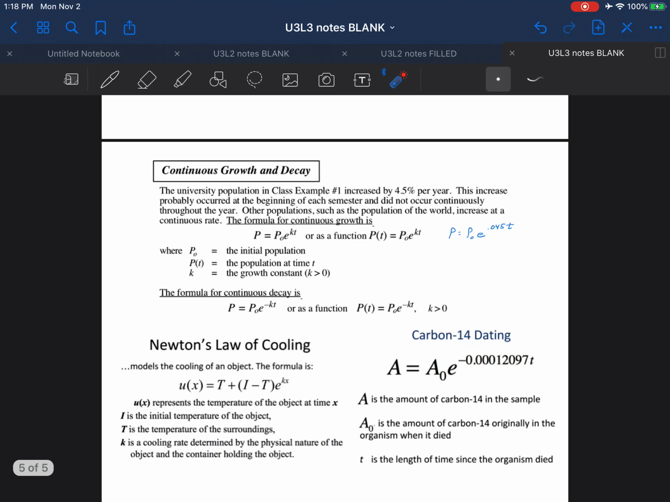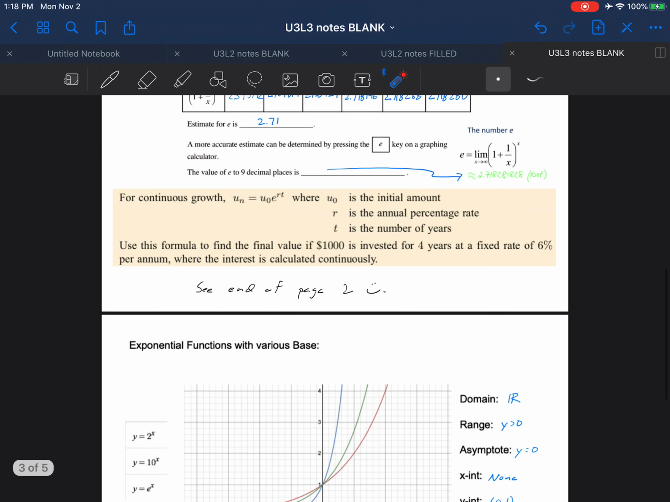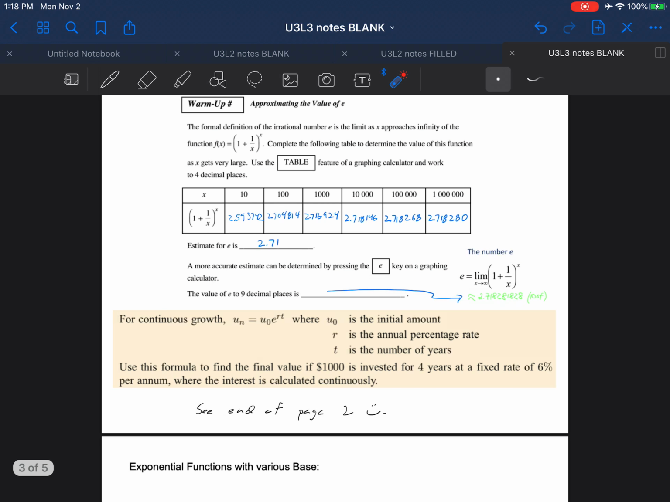That's it, guys. So those are some examples of when you might use continuous growth in both finance and outside of finance. And there's a refresher here of what properties exponential functions have, depending on the base. And here was just again an explanation of how you determine that number e, what it really means.